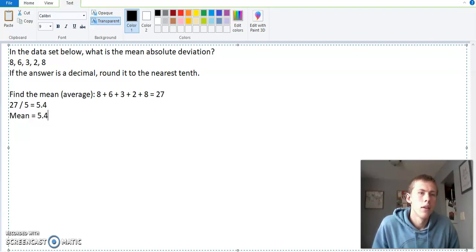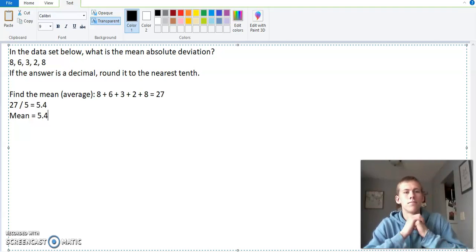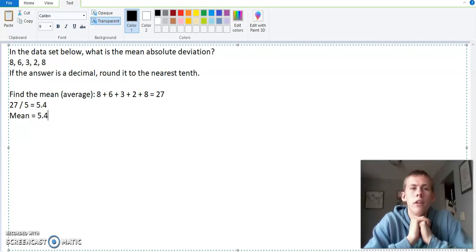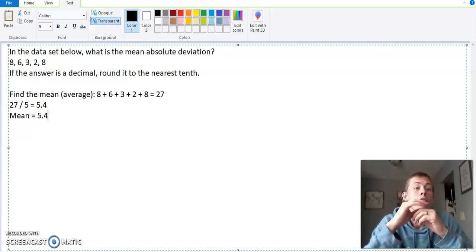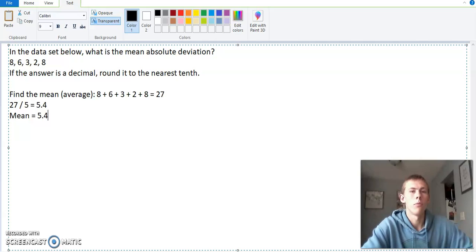Very good. So that's the first step for finding your mean absolute deviation: you find the average of the numbers. If you're having trouble in that section of just finding the average, I would encourage you not to search for help videos on mean absolute deviation, but to search for help videos on just finding the mean, finding the average. That's what that first step is.